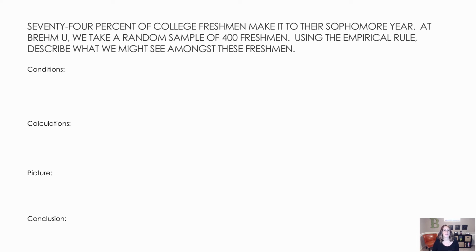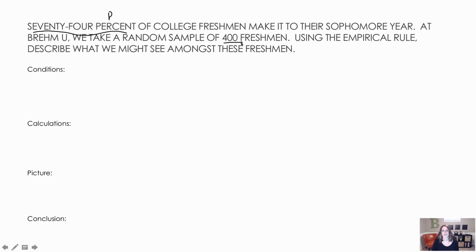Okay, for our next question, 74% of college freshmen make it to their sophomore year at Brigham U. We take a sample of 400 freshmen. Using the empirical rule, describe what we might see amongst these freshmen. So again, am I dealing with a proportion or a mean? Well, it's 74%, so that tells me that this is a proportion question. I'm not finding the average number, I'm looking at a percent of a whole.